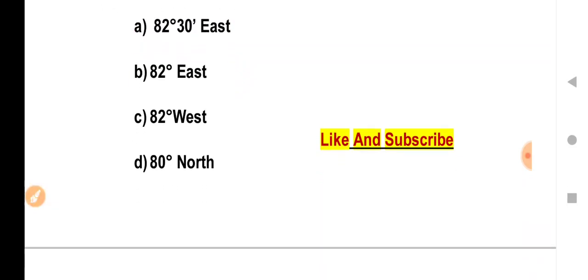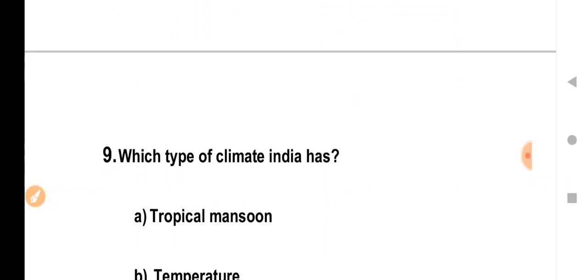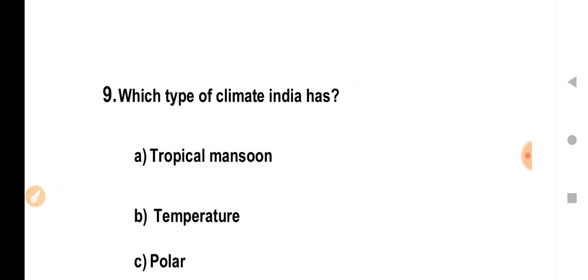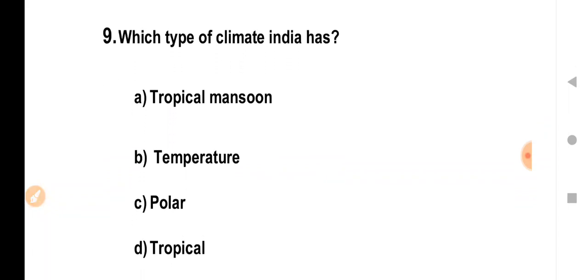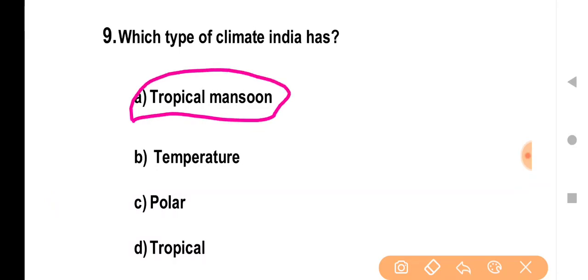Next question, which type of climate does India have? And the answer is A, tropical monsoon.